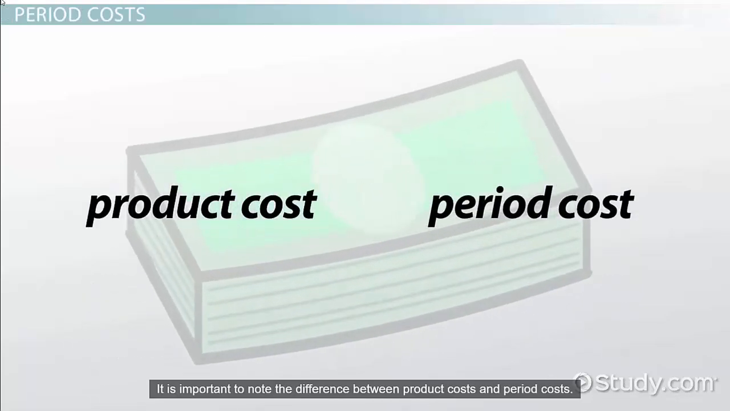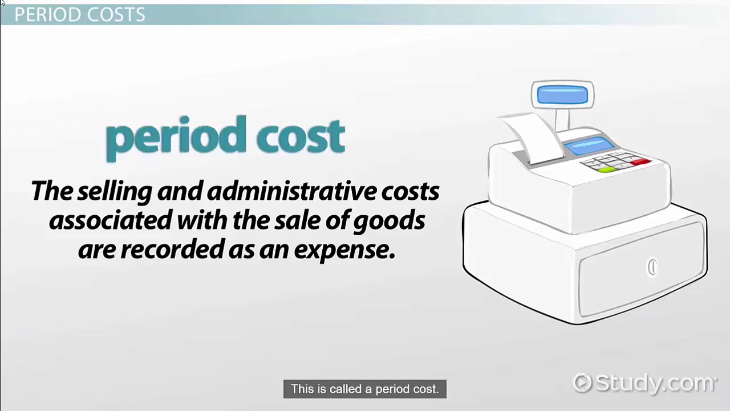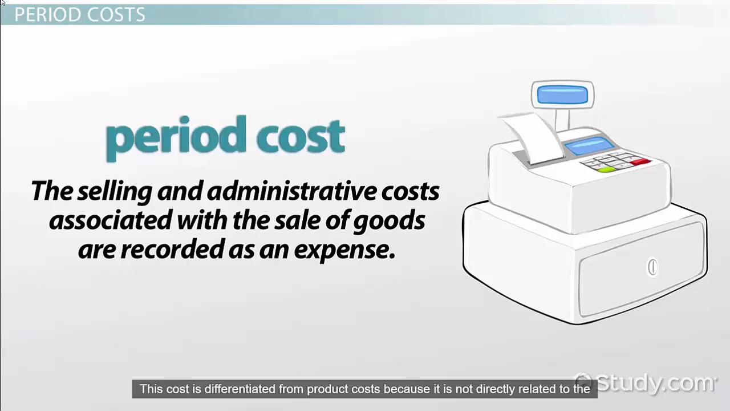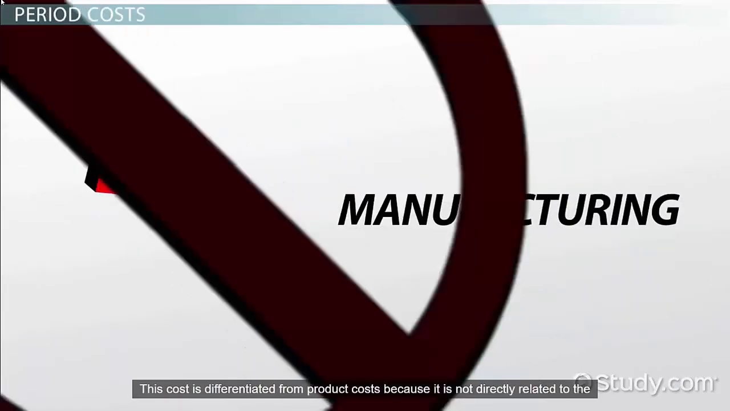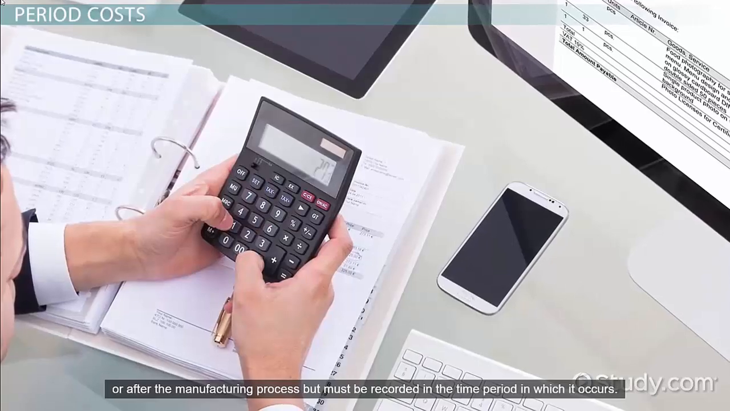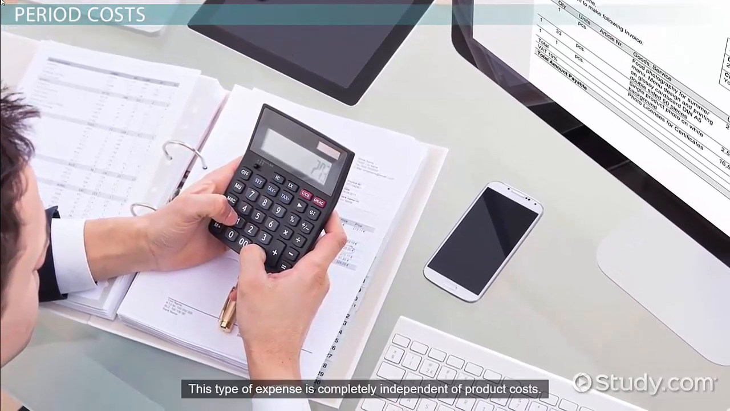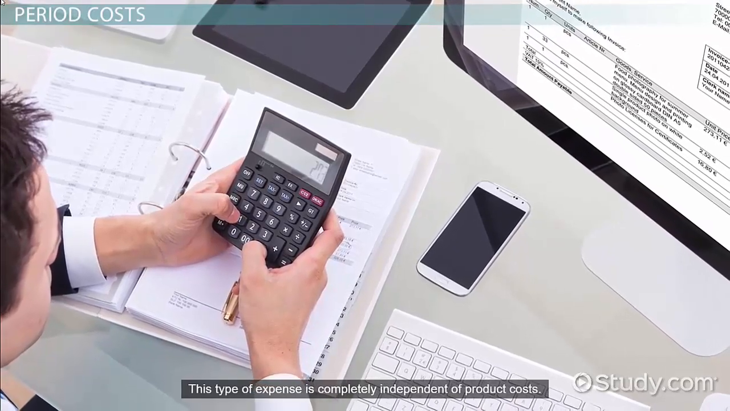It is important to note the difference between product costs and period costs. The selling and administrative costs associated with the sale of goods are recorded as an expense. This is called a period cost. This cost is differentiated from product costs because it is not directly related to the manufacturing of the product. This type of expense can occur at any time before, during, or after the manufacturing process, but must be recorded in the time period in which it occurs. This type of expense is completely independent of product costs.